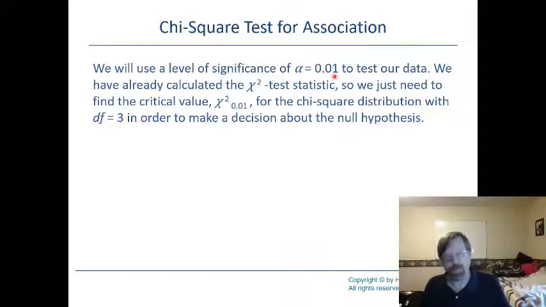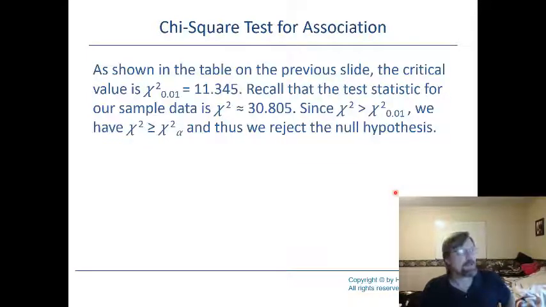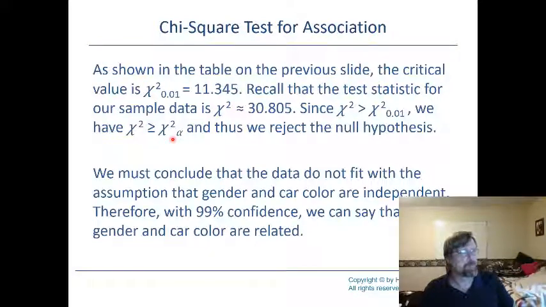We've got 3 degrees of freedom. Just need to look up chi-squared 0.01. Okay, there we go: 0.01, 3 degrees of freedom, 11.345. So if we're greater than 11.345, we can reject the null hypothesis. We calculated 30.805, so we reject the null hypothesis and there is evidence that gender and car color are not independent.